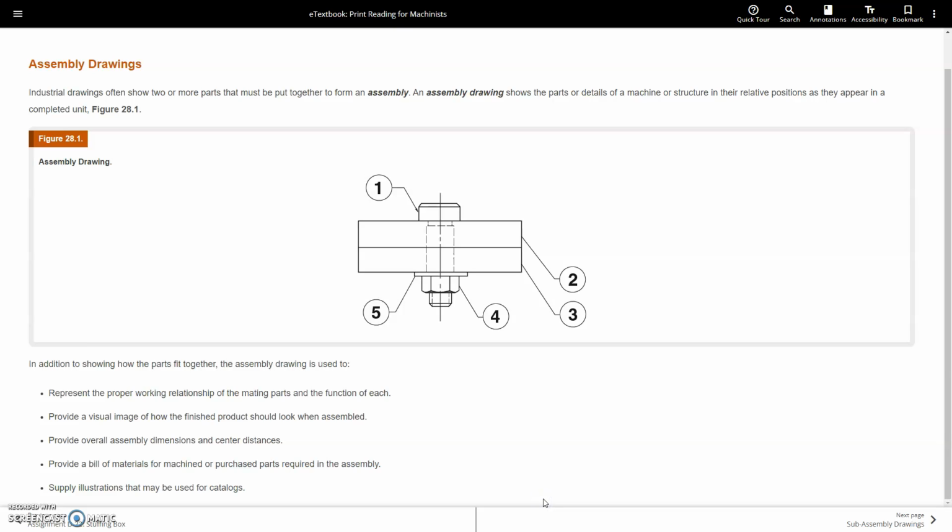Provide a visual image of how the finished product should look when assembled. Provide overall assembly dimensions and center distances. Provide a bill of materials for machined or purchased parts required in the assembly. Supply illustrations that may be used for catalogs.